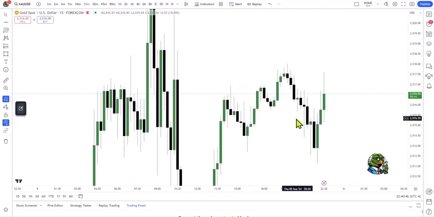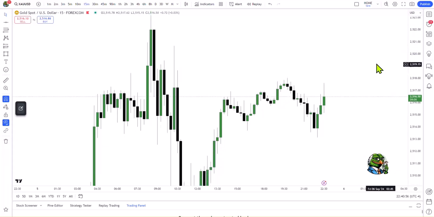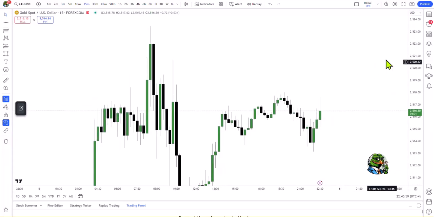So this was just a very quick lesson on how to read price, okay? And I'm going to be creating a playlist and adding these to a playlist labeled reading price, okay, tape reading.